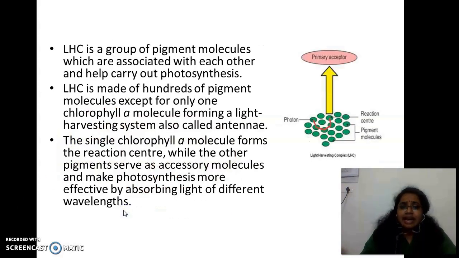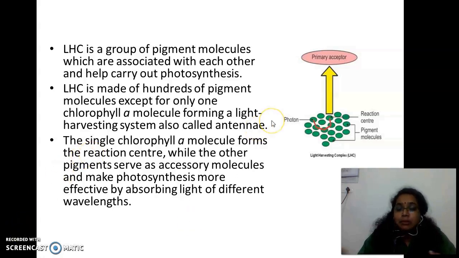Okay. So the light harvesting complex is a group of pigment molecules which are associated with each other and help carry out photosynthesis. The light harvesting complex is made of hundreds of pigment molecules, with only one chlorophyll A molecule forming the reaction center. So the light harvesting system is a group of pigment molecules which are associated with each other and help each other to carry out photosynthesis.